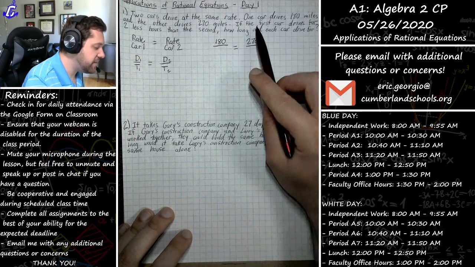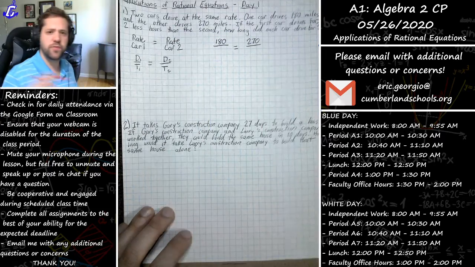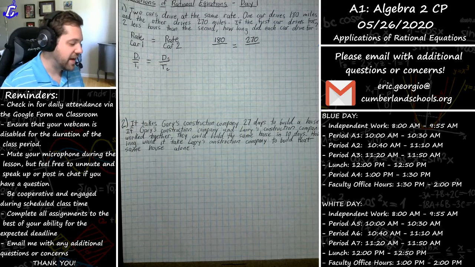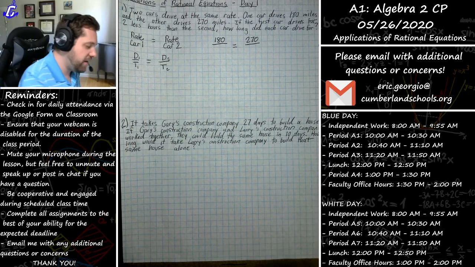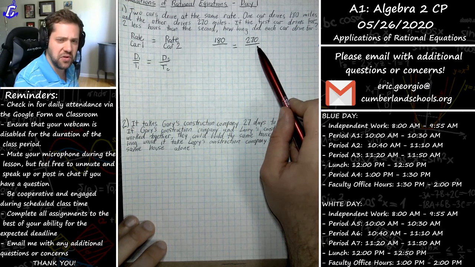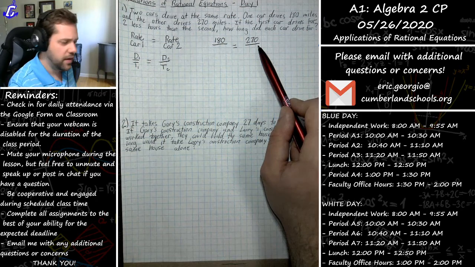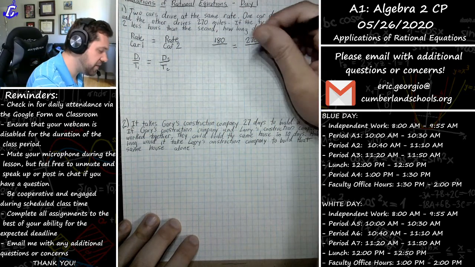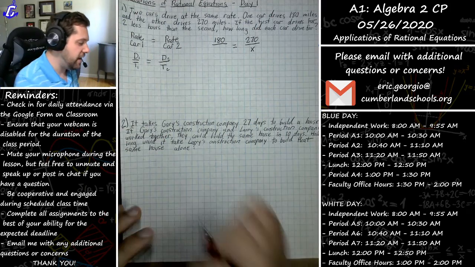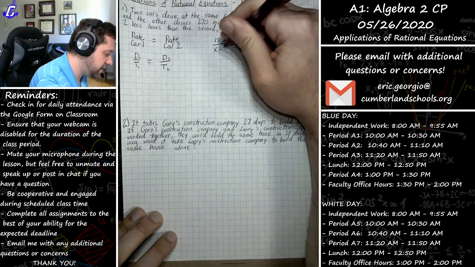It now says if the first car drives for 2 less hours than the second, or 2 fewer hours, I think might be the proper English there. But 2 fewer hours than the second, how long did each car drive for? Well, that's great. We can say that this car drove for 2 less hours than this one. Well, how long did this one drive for? The answer to that is we don't know. So the way that I could denote this is I could say, well, the second car drove for X number of hours. And if the first car was 2 less hours, then I would say that this is X minus 2.